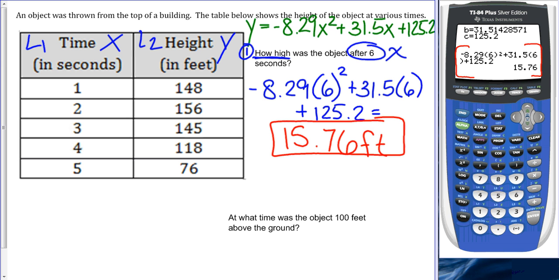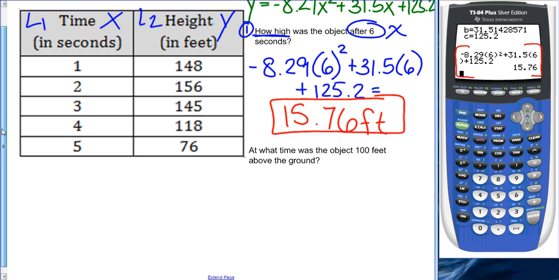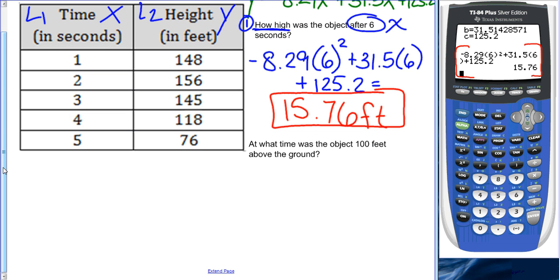So to recap real quick, when you're given an x value and asked to find the y value, you simply plug the x value into the curve of best fit that you've already found. That's the easy question. The harder question is what we have here. At what time was the object 100 feet above the ground? At what time means we're looking for the x value. We're given a y, we don't have an x.